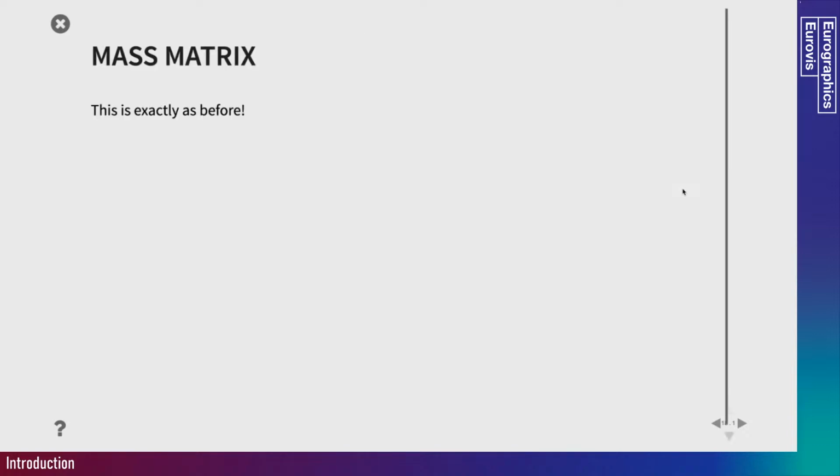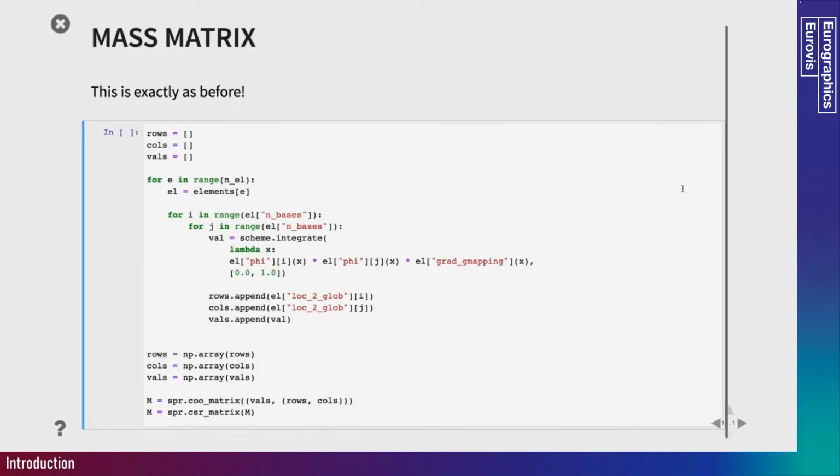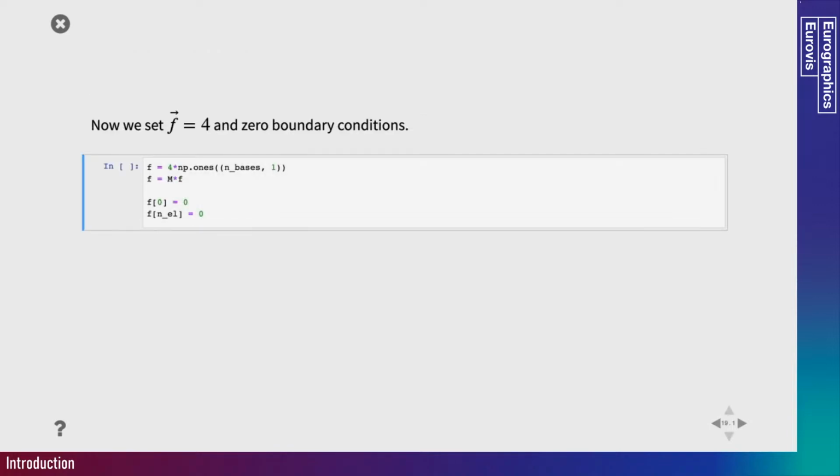What if we want to do something more complicated, so move from Laplace to Poisson equation? So what we need is the mass matrix, and as for the stiffness matrix, the code is unchanged. It's exactly the same code we had before. And now we want to do exactly what we had before, so we want to set the right-hand side to 4, so we want to have a function which is 4, and set the two boundary condition to 0. So exactly the same code as before.